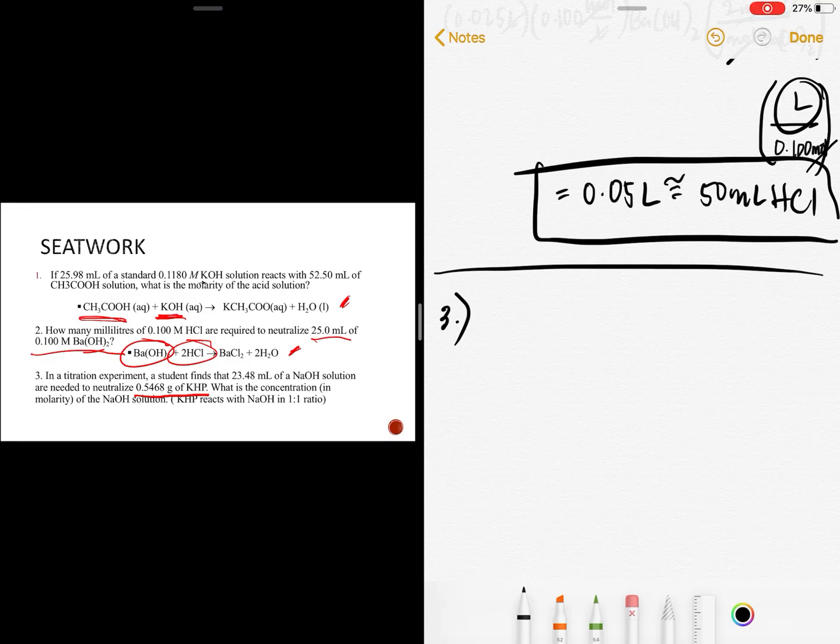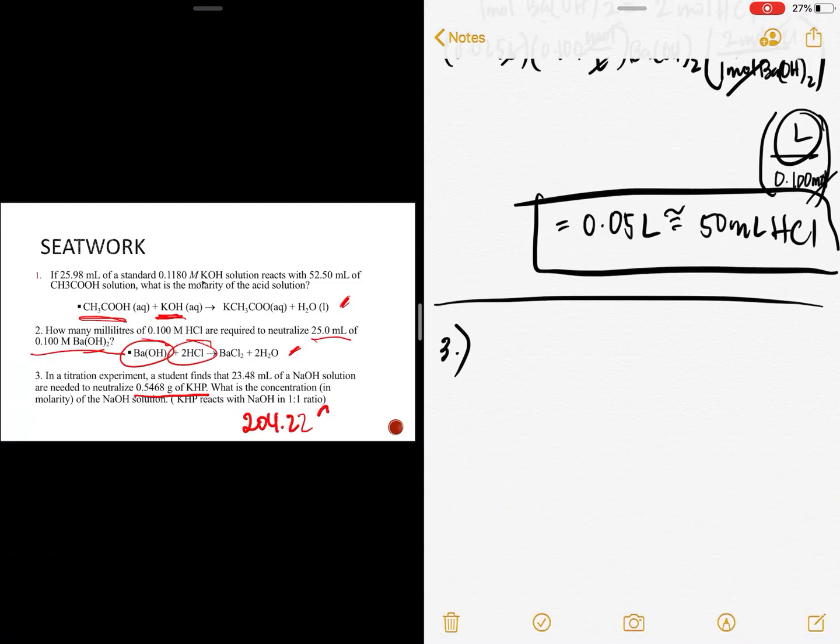So, ang molecular mass ni potassium hydrogen phthalate or KHP is 204.22 gram per mole. Ayan. So, yan yung kanyang molecular weight or molecular mass. Okay, iba-iba yan, no? Iba-iba yung mga primary standards na ginagamit, depende kung ano yung ating titrant.